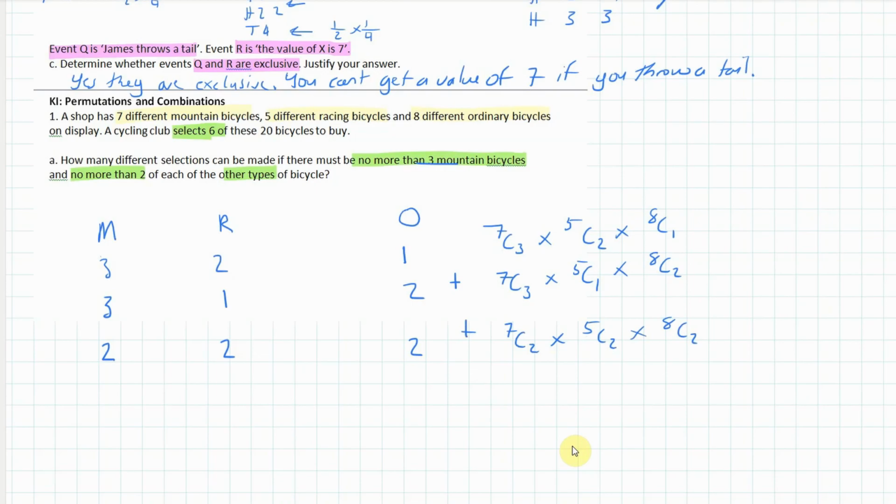Now when we chuck this into our calculator and add it all up, so 7, choose 3, times 5, choose 2, times 8, choose 1, plus 7, choose 3, times 5, choose 1, times 8, choose 2, plus 7, choose 2, times 5, choose 2, times 8, choose 2. When you add that all together, well, I'm getting 13,580 different selections that we can make there.